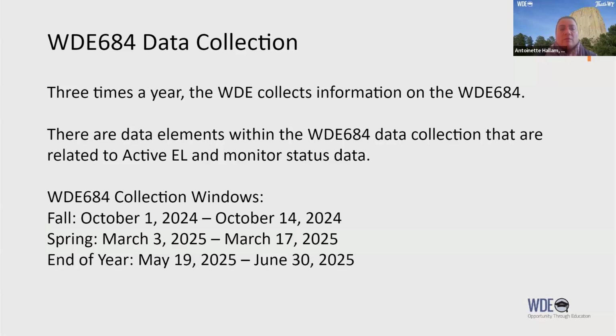In the fall, you will see a window from October 2nd through October 13th. This is when districts will go in and report your active English learners or monitoring students. And then after that window, after October 13th, we'll be able to get an error report. And if your district has an error, we will work with you for about a couple of weeks to ensure that those errors are corrected.